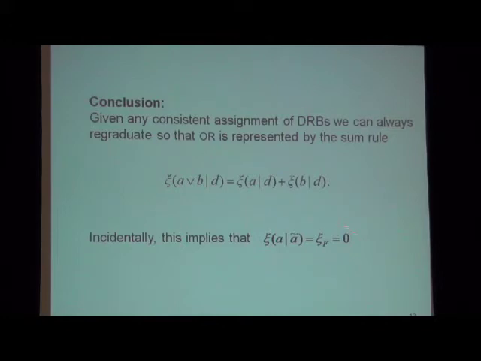Incidentally, this sum rule already implies that the degree of belief in A, given that not A is true, which is the degree of belief that you assign to something when you actually know it's false, is 0. So the 0 comes from there. It's not something we have to postulate. Very good.